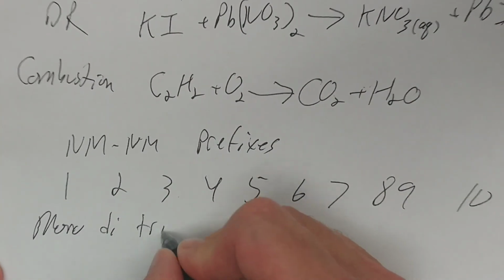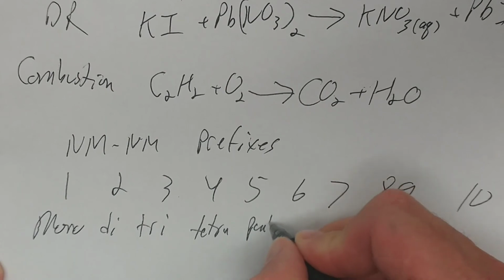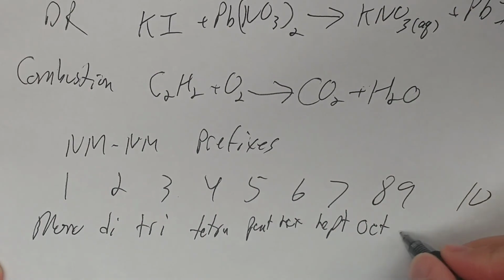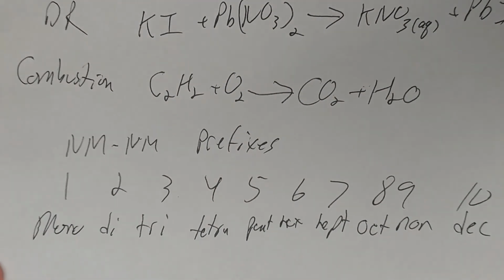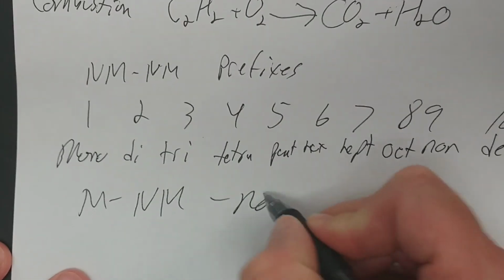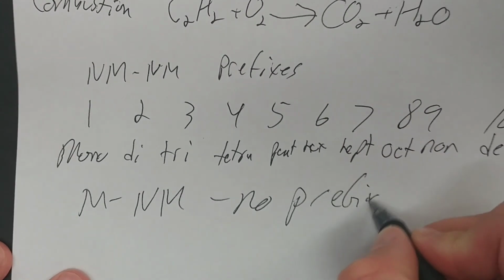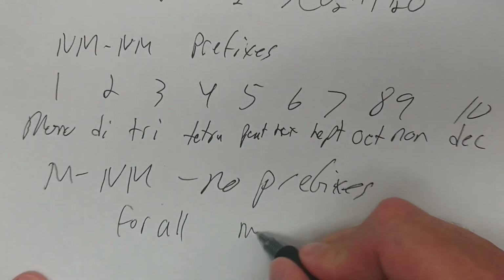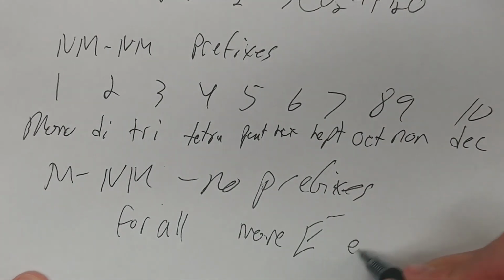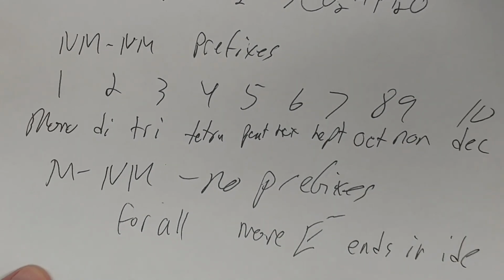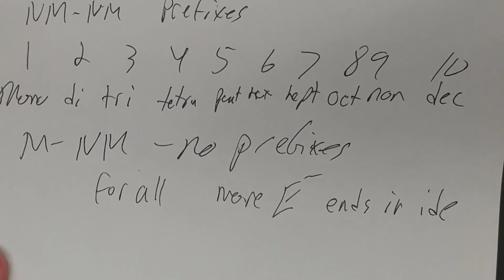Mono, di, tri, tetra, penta, hexa, hepta, octa, nona. I'm not leaving off the "us" because duh. And deca. Metal, non-metal, no prefixes. Okay? For all, the more electronegative ends in -ide. Hydrogen becomes hydride. Fluorine becomes fluoride.